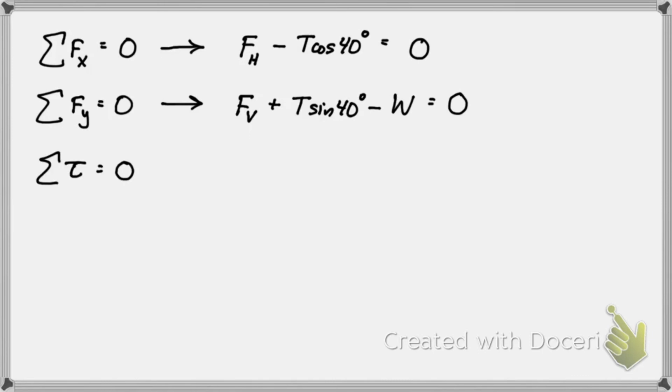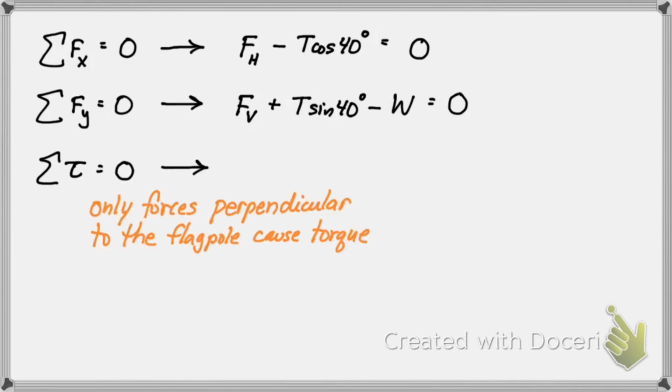And then there's the torques. Torques are tricky. They're basically a force times a distance, but there's some rules about that. And the first rule is that only the forces perpendicular to the object, in this case the flagpole, only those perpendicular forces cause a torque. Forces that are horizontal, in this case, are not going to cause any kind of a torque. So we only have to consider the vertical forces. Fortunately, we have them listed right above us, so that makes it a little bit easier.